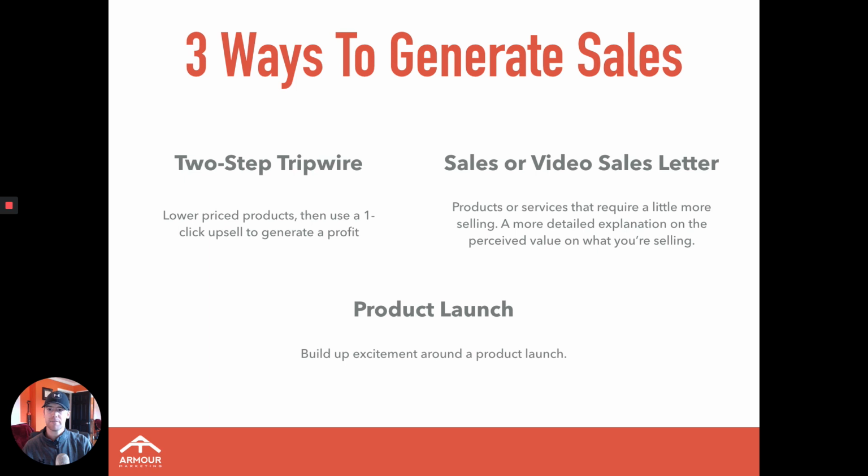So inside ClickFunnels, there's a two-step tripwire. And again, if you don't know what any of this is, it's more of a high-level overview just to kind of get your mind going in that direction of a sales funnel. A two-step tripwire is for lower priced products, like a $47 or a $97, and then they use a one-click upsell to generate a little bit more of a profit.